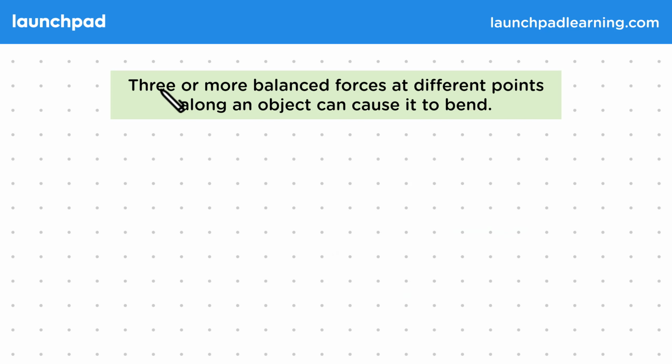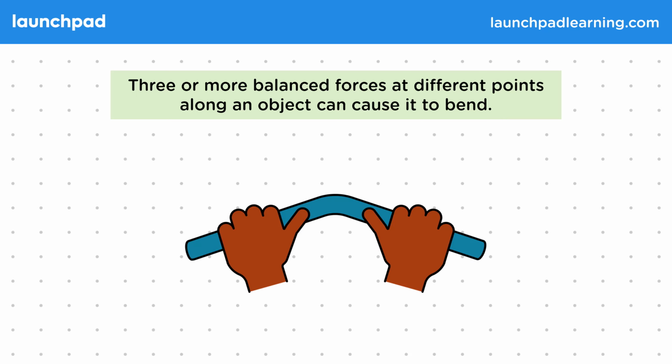And lastly, 3 or more balanced forces at different points along an object can cause it to bend. So this is the only type of deformation that can't be done with just 2 forces. Let's see how this works with an example of bending a rod.